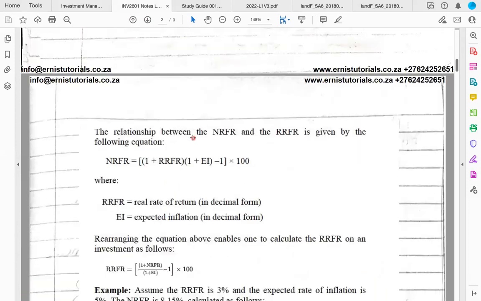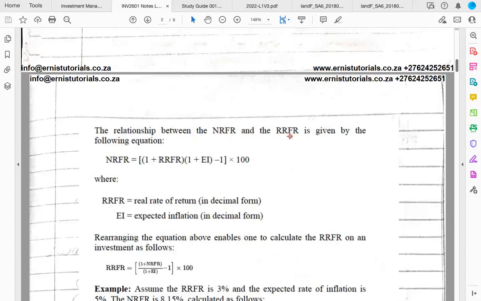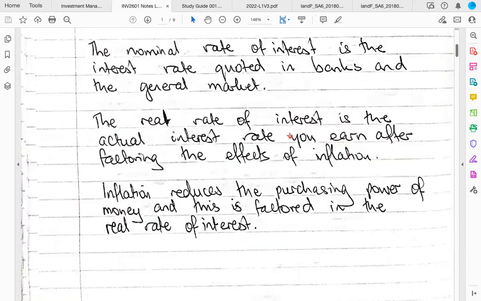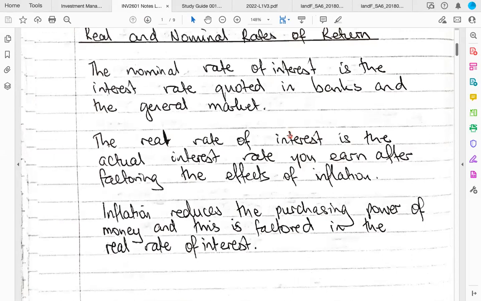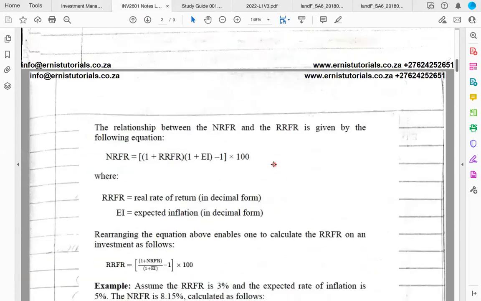So now let's actually talk about this nominal risk-free rate and this real risk-free rate. Now let's assume we're looking at the government exclusively. We're investing in government bonds, and we're factoring in the effects of inflation on government bonds. Let's see how we can calculate the nominal risk-free rate and the real risk-free rate.